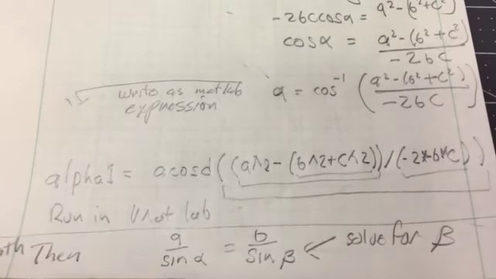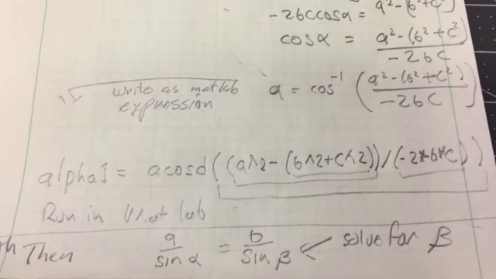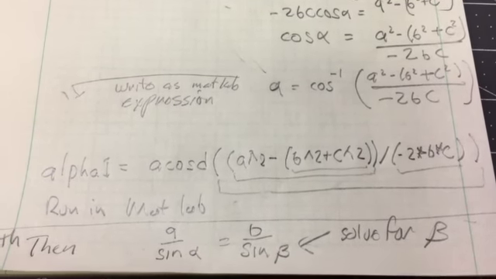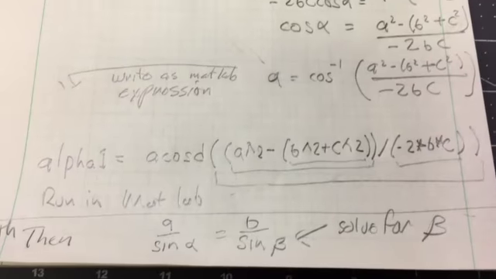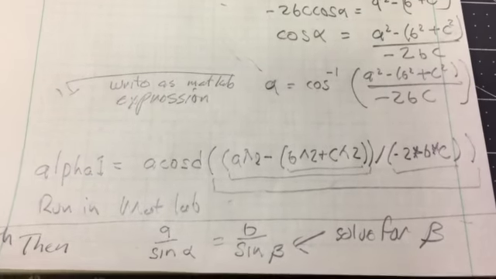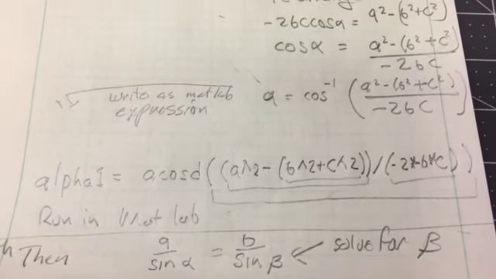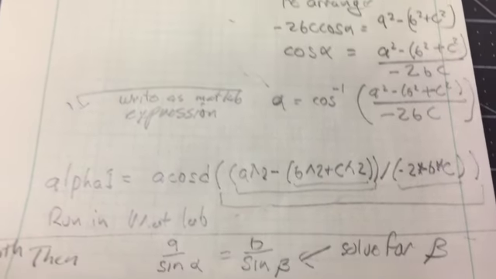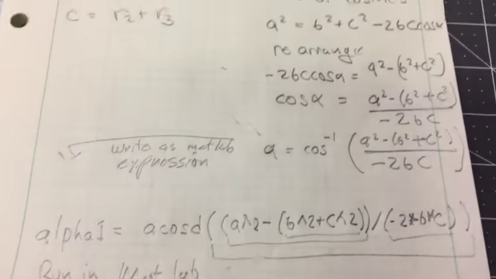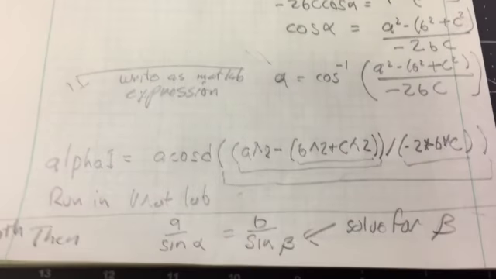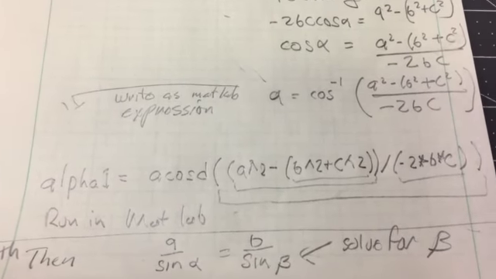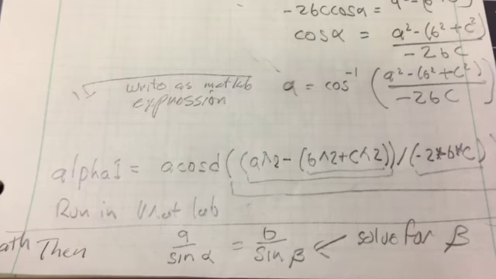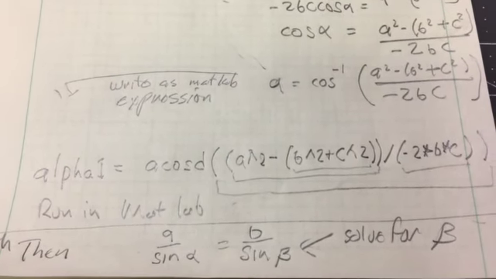And then I'm going to look at the law of sines. A over sine alpha equals B over sine beta. And I can solve for beta because I have A, B, and sine alpha. So you could also do this with the law of cosines for the other angles. I don't care which way you do it. Whichever way you feel more comfortable with, but you have to solve for the other angles.